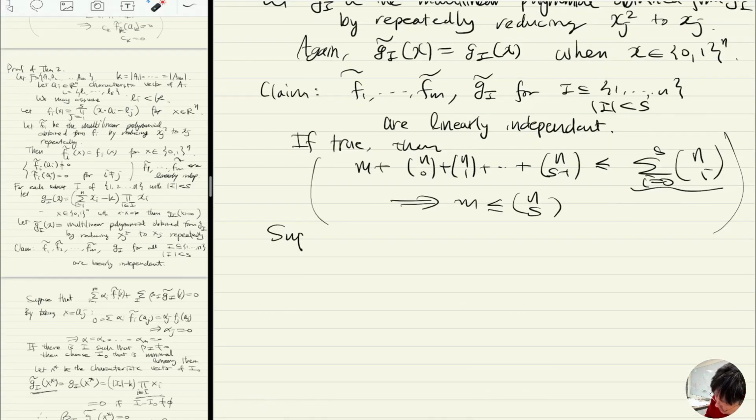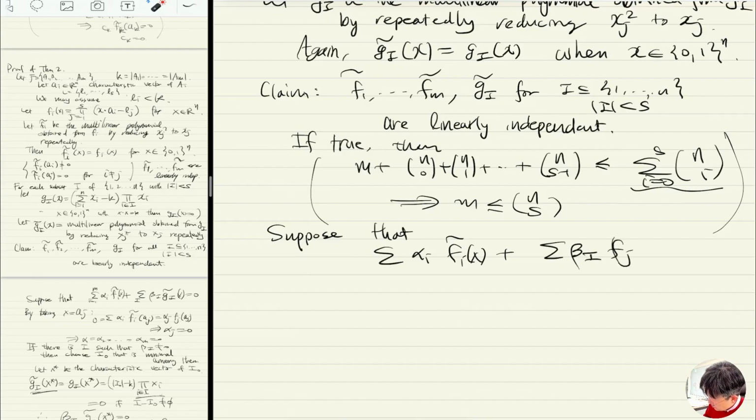So suppose that the sum of alpha_i f_i tilde plus the sum of beta_I g_I tilde equals zero. Suppose this is true for all x.